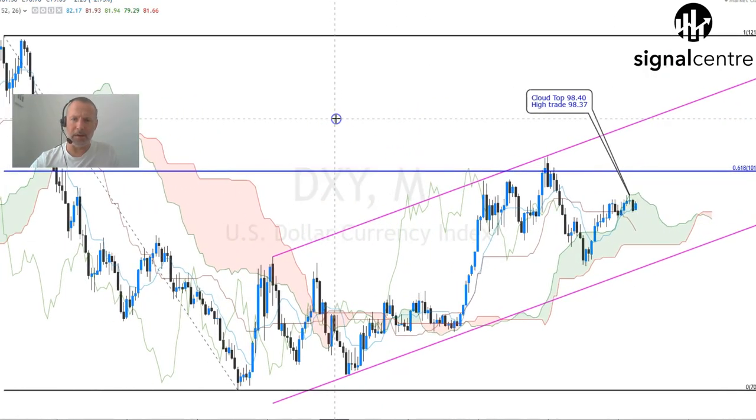Like I said, I'm going to break down through the time frames, and this is the monthly chart. We've seen a move to the low side from levels close to an Ichimoku cloud top that was located at 98.40, and we saw a high trade of 98.37.